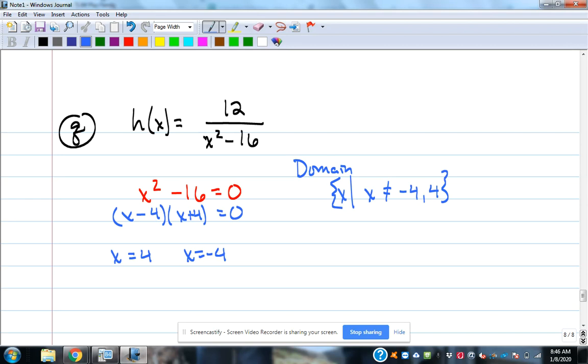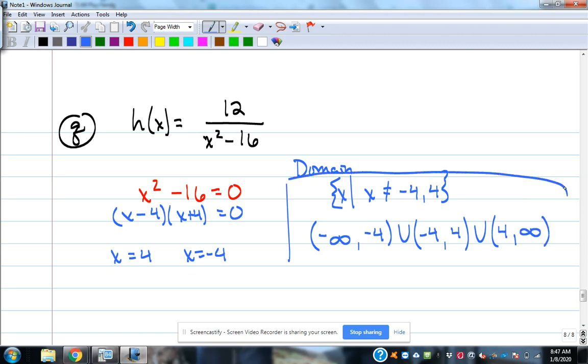Now, the interval notation is a little tougher on this one just because it's longer. So when we're doing our interval notation, we're going to start at negative infinity. What's the first number that we'll come in contact with that we have to skip? Negative 4. So we're going to skip negative 4, and then we're going to pick back up right after negative 4. And then what's the next number that we got to skip? Positive 4. We'll skip it. After positive 4, where are we headed? To positive infinity. So there would be the interval notation for that.